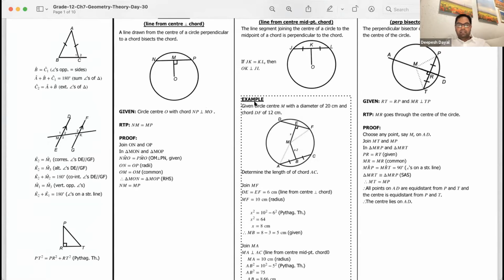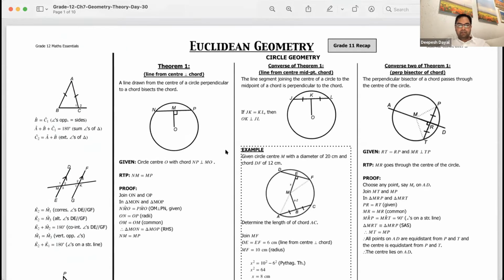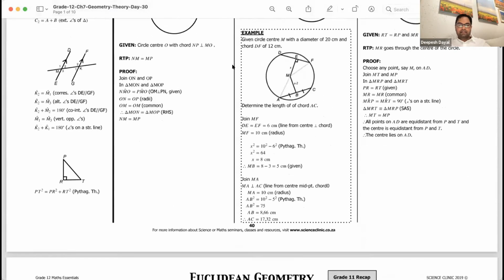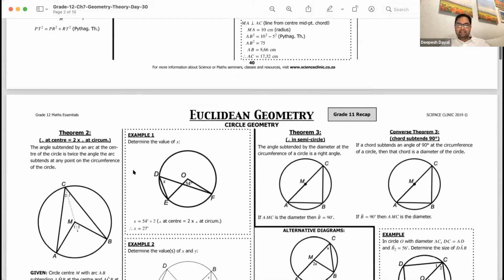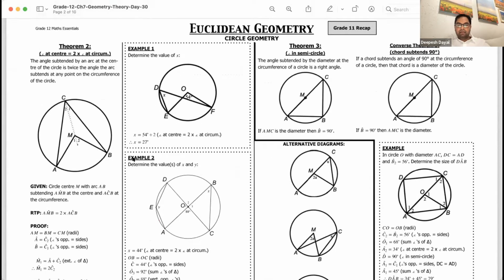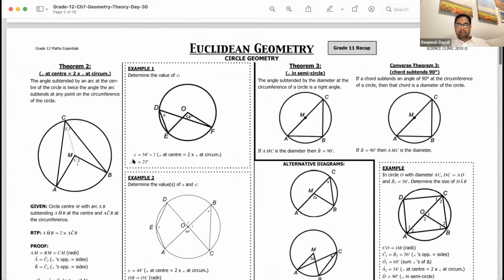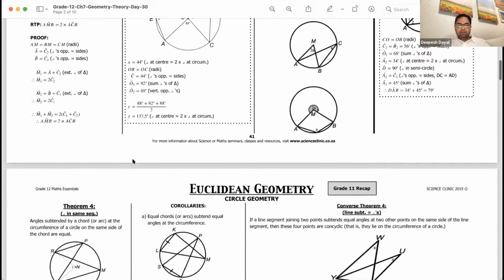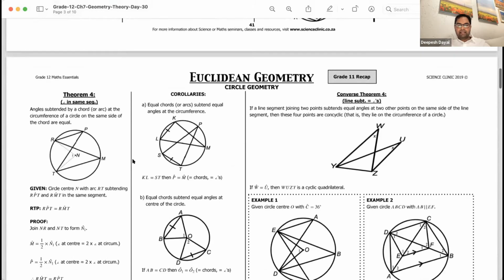While we wait, I'm just going to browse through the different theorems. Theorem 1, which is line from center perpendicular to chord. And then we've got the next theorem, which is angle at center is 2 times angle at circumference. We've got theorem 3, which is angle in semicircle equals 90 degrees. And we've got theorem 4, angles in same segments are equal.